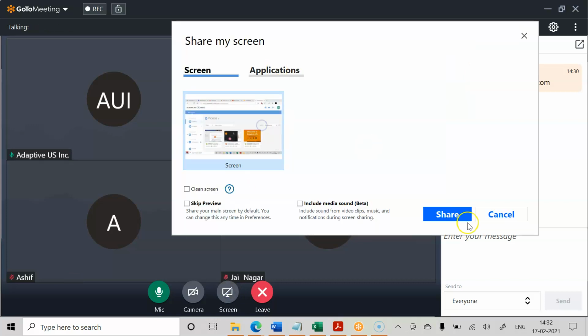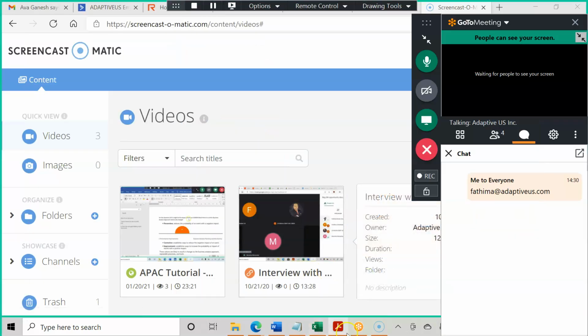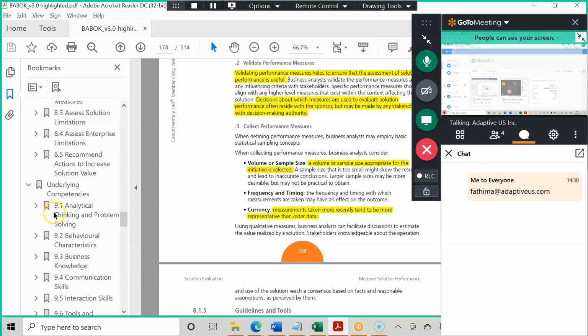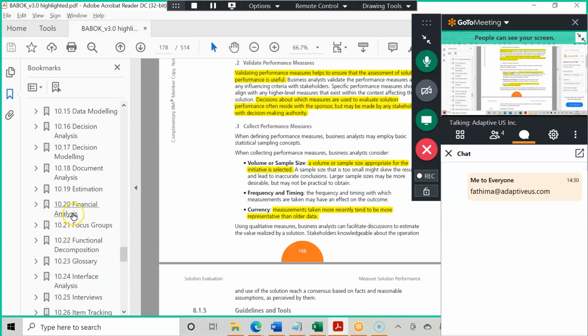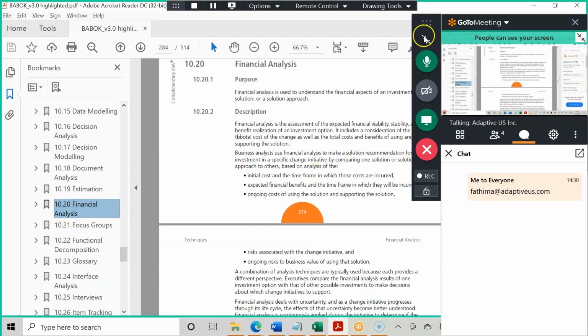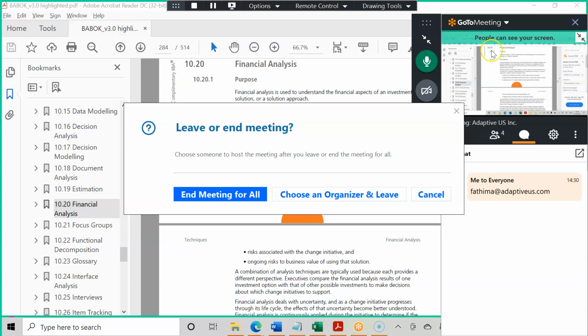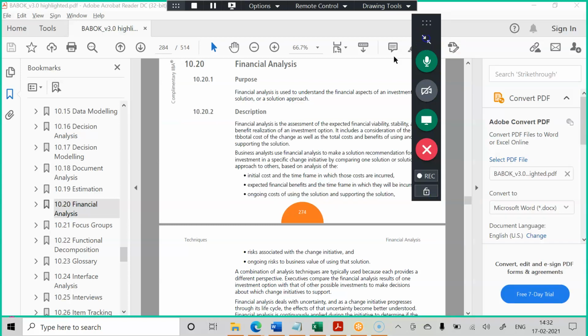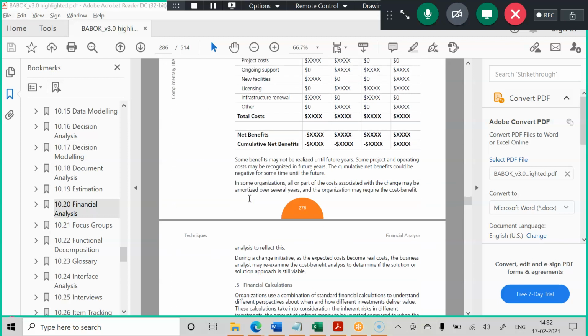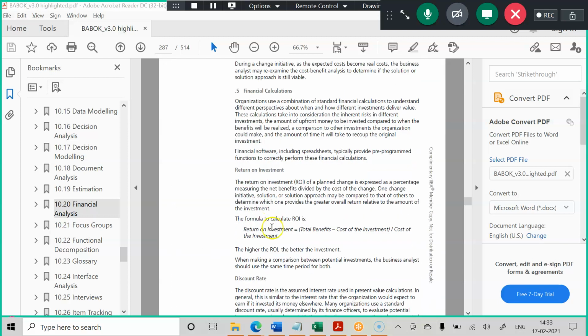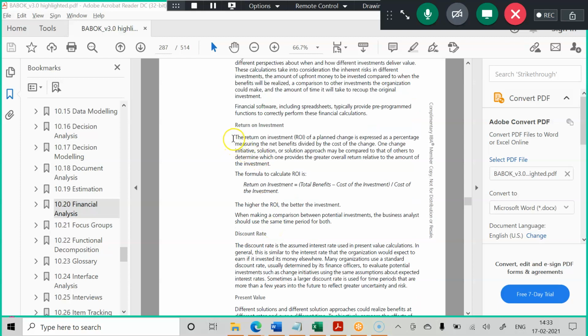Okay, so the formula that they have used is clearly this one. Financial analysis. Yeah, so this was the formula that was used to calculate. As you can see, there are two formulas given. One is over here. The return on investment of a planned change is expressed as a percentage measuring the net benefits divided by the cost of change.